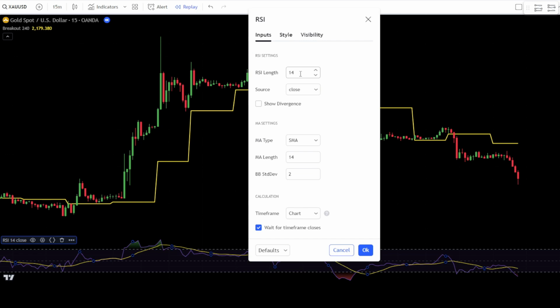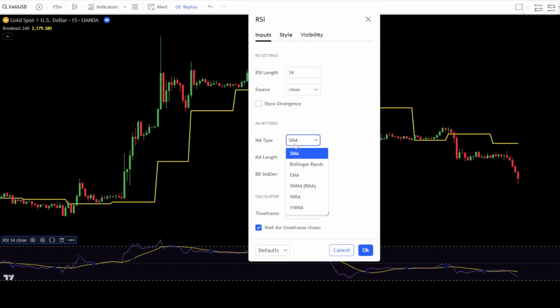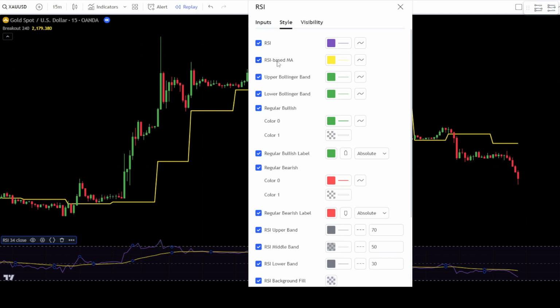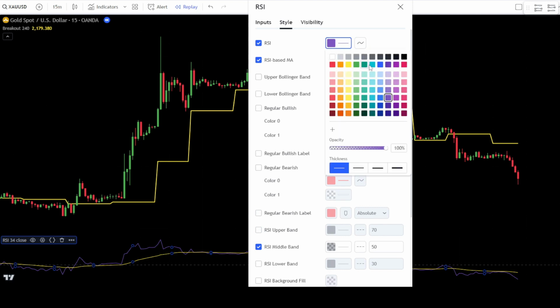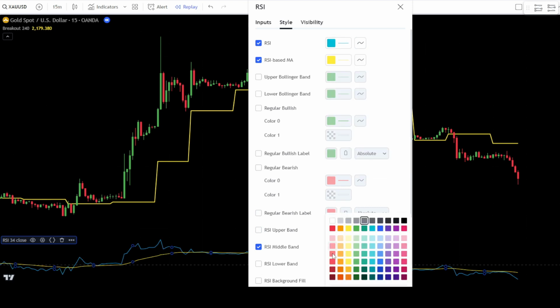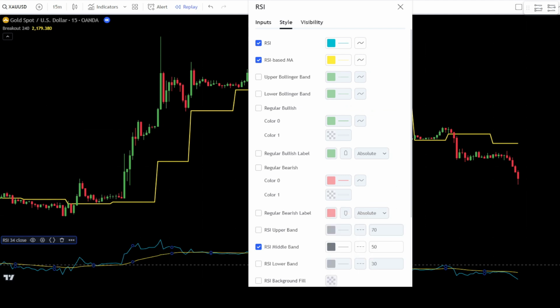In the Input tab, change the RSI length to 34. Then also change the MA type to EMA. For the MA length, change the number to 34. Then go to the Style tab. In the Style tab, remove all marks and leave only the RSI, RSI-based MA, and RSI middle band. Then set the RSI color according to your preference. Once done, simply click OK to confirm the changes.